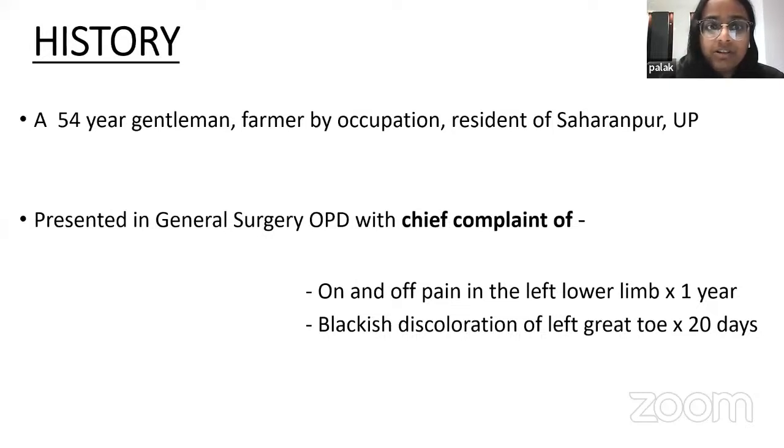A 54-year-old gentleman, farmer by occupation, resident of Saharanpur, UP, presented in general surgery OPD with chief complaint of on and off pain in the left lower limb for the past 1 year and blackish discoloration of the left great toe for the past 20 days.